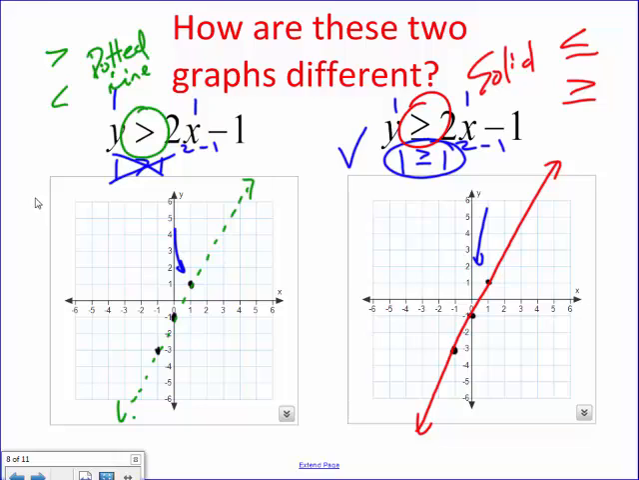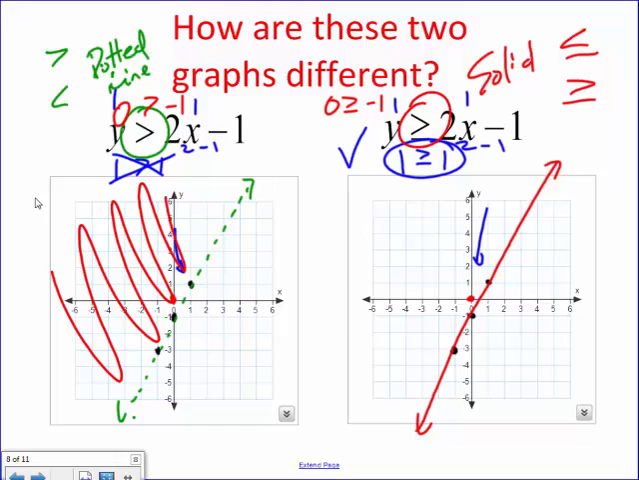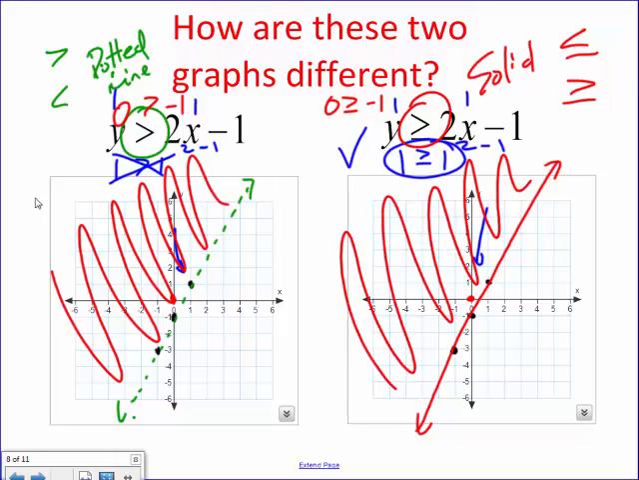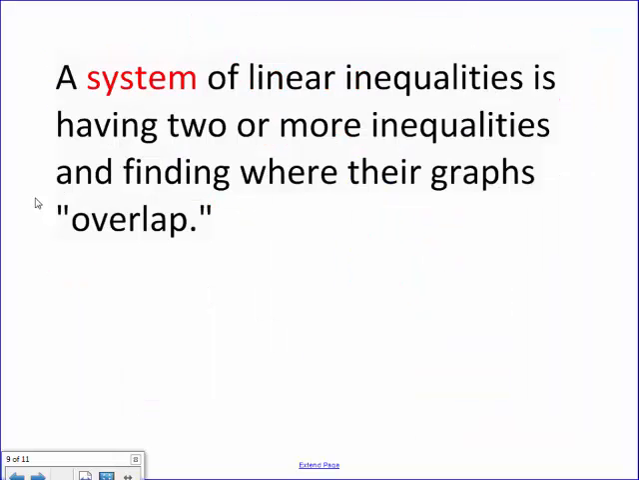Okay. To graph them, I would still shade, right? So I would still test a point. In this case, I'd like to test 0, 0, since it's not on the line. And basically, is 0 greater than -1? Yes, it is. Is 0 greater than or equal to -1? Yes, it is. So they would still have the same shade, but one has a dotted line and one has a solid line just because of the symbol. Okay, so be careful with that.